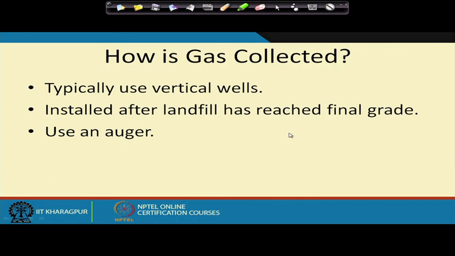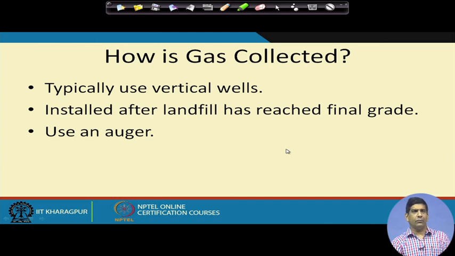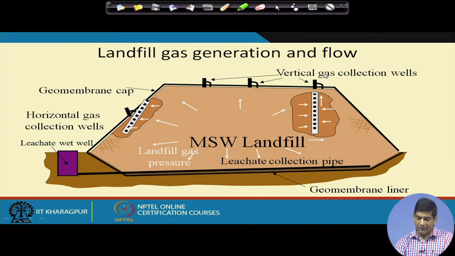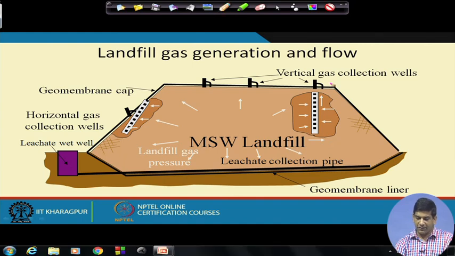So how is the gas collected? We typically use vertical wells to collect the gas. We will have the vertical wells, and we apply vacuum. We install them after the landfill has reached a certain grade, after it has reached the height, and then we use an auger to drill the hole, which I'll show you. So this is a typical landfill cross section. This is your vertical gas well. Similarly, you have the other wells, and we are looking at a cross section.